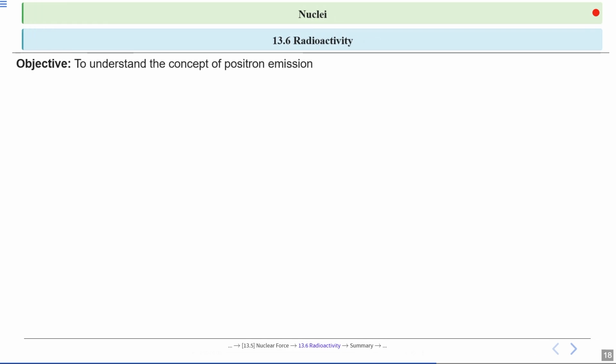Now we'll look at positron emission, which is a type of nuclear process. We will see how certain particles inside the nucleus can change and what that means for the atom. Now let's focus on beta plus decay, also called beta positive decay. This is a process where something interesting happens inside the nucleus of an atom.